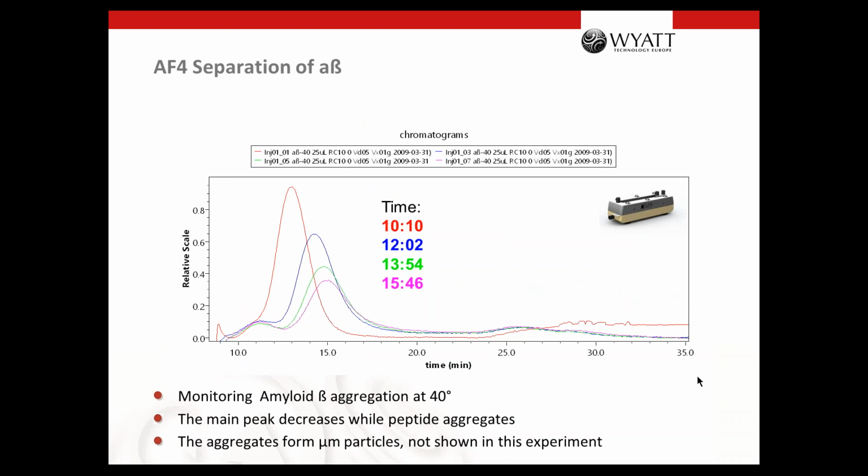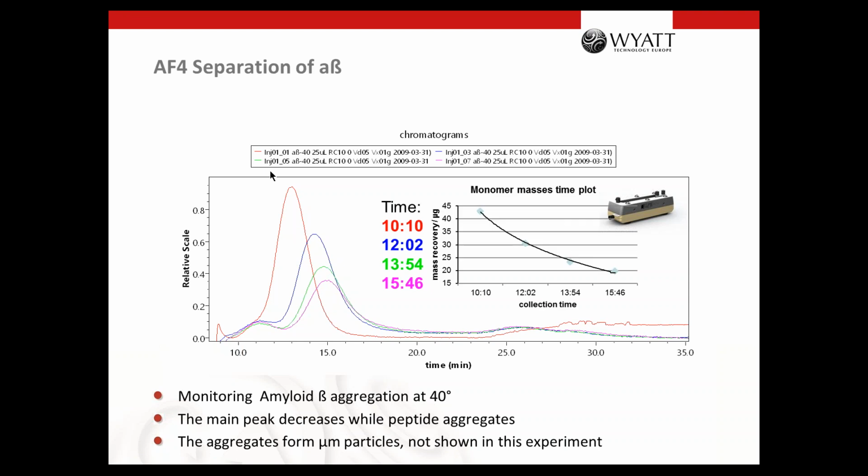The FFF can do much more. One thing is that we set the autosampler to 40 degrees, and then we measured a run every 2 hours. And when you do so, you see that the area below the peak is decreasing. That means with time, so 10 o'clock, 12 o'clock, 2 o'clock, and 4 o'clock, the area decreased. So we get less and less monomer.